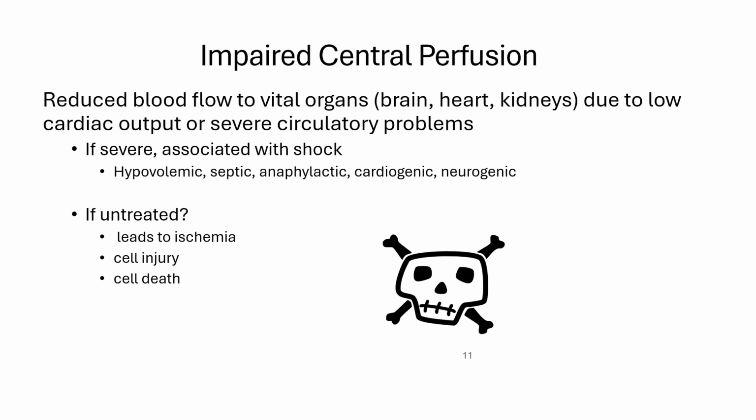Anaphylactic shock is similar to sepsis in that our vessels vasodilate, they get larger, and we have the same amount of volume, but it's like a larger pipe, and so we still have reduced cardiac output and reduced central perfusion. Cardiogenic, of course, has to do with damaged heart muscles. Neurogenic most commonly is due to a spinal cord injury. Any of these things left untreated will lead to ischemia or death of the brain cells, cell injury, and then cell death.